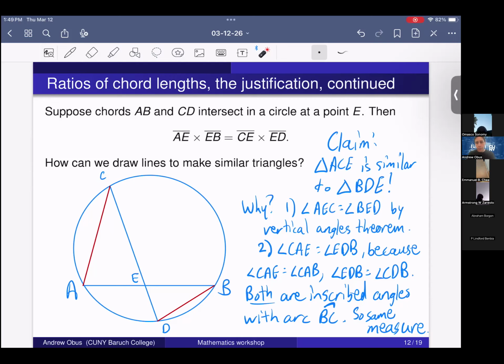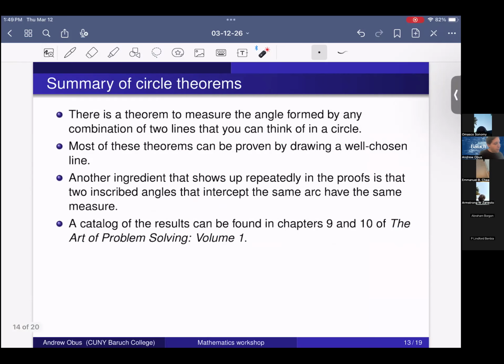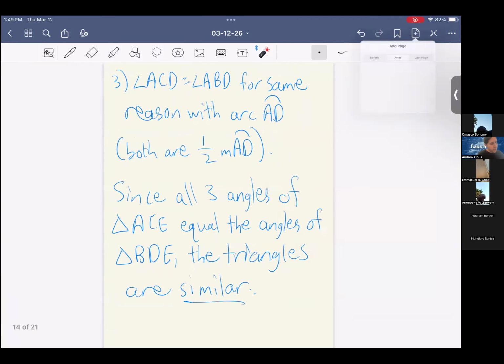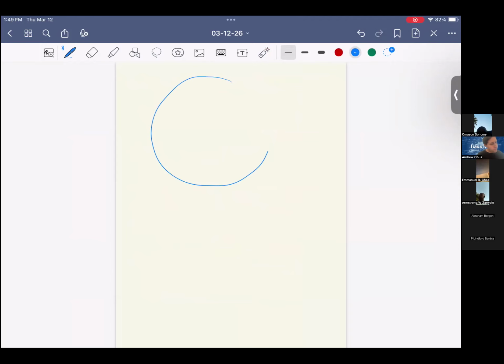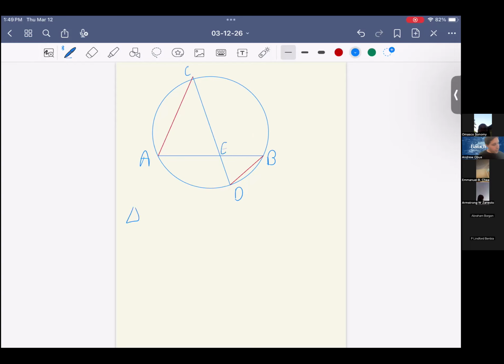Okay, good. All right, so if this is fine, let's say, okay, so these two triangles are similar. So what do we do now? So I need an extra page. So I'm going to draw the picture one more time. So I'm going to draw this circle again. Here's AB. Here's CD. I've drawn, let me do this in red again, this line, and this line, this line, and this line. And so we've shown that triangle, we call this E, triangle ACE is similar to triangle BD.